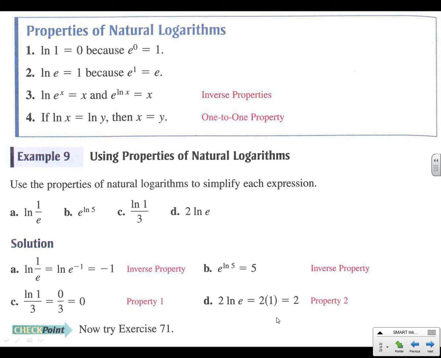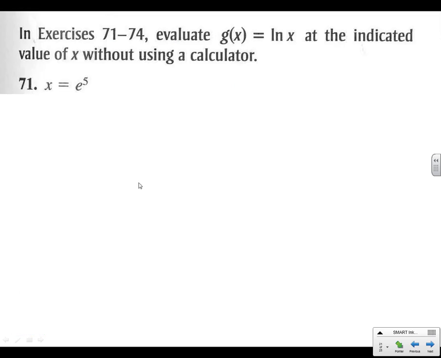We went quickly through those properties. Pause it if you need to, but if you're ready, try this problem. See if you can tell me what x equals without using a calculator.